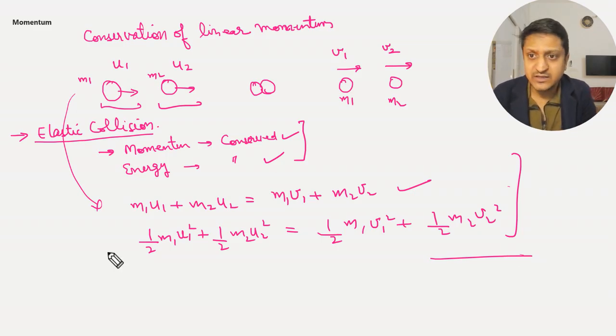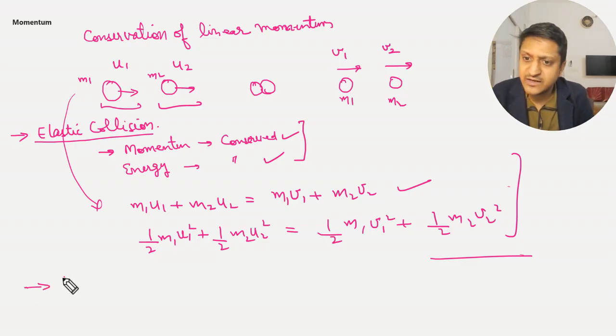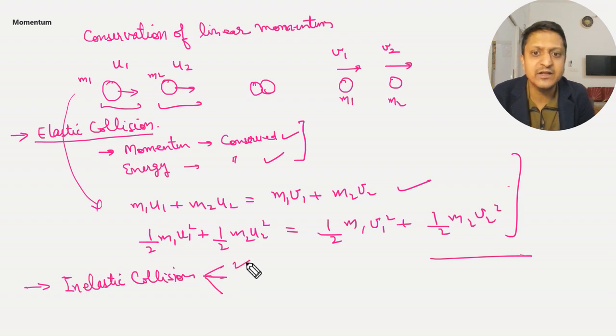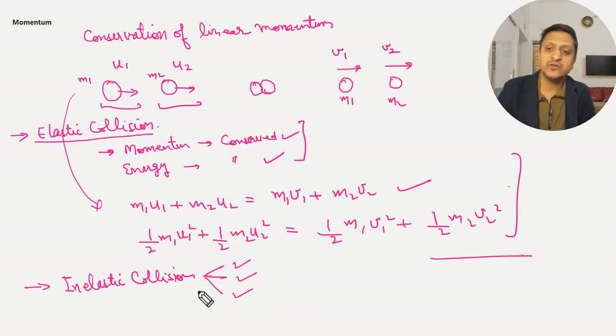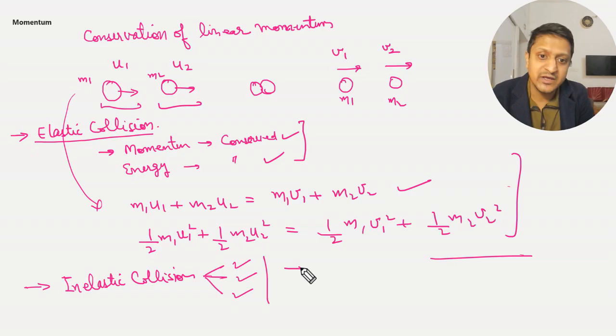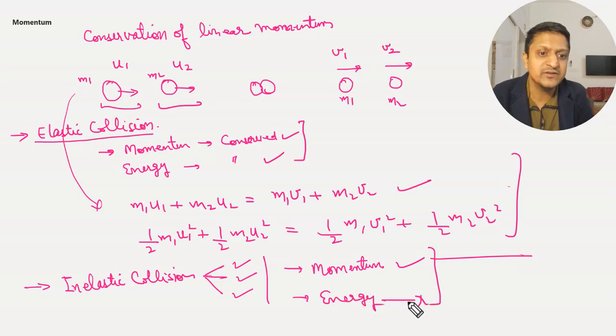After that, there is another type of collision, called inelastic collision. There are categories of inelastic collision, such as perfectly inelastic collision, or super elastic collision, total inelastic collision. Basically, in inelastic collision, momentum is always conserved, but energy is not conserved. These types of collisions where the energy is not conserved are called inelastic collisions. So what happened to that energy? Why is the energy not getting conserved?